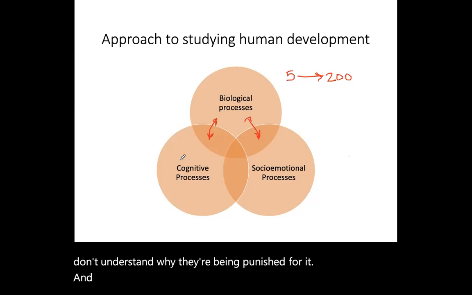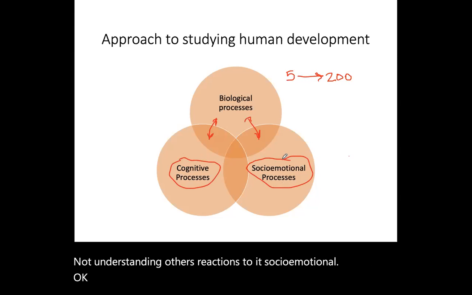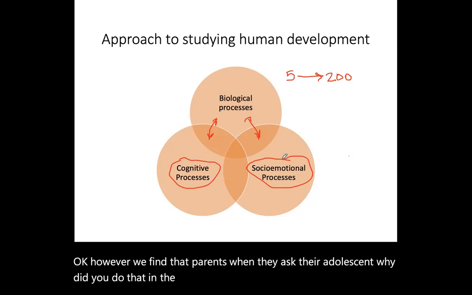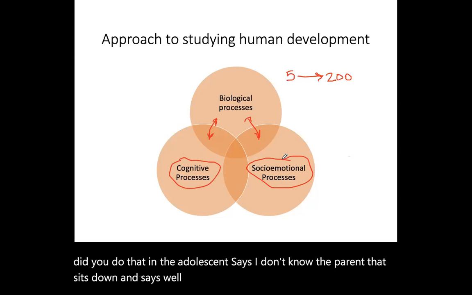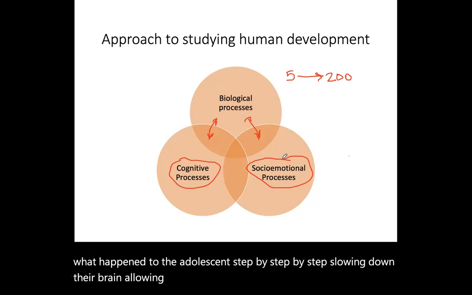So not understanding cognitive, not understanding others' reactions to it, socio-emotional. Okay. However, we find that parents, when they ask their adolescent, why did you do that? And the adolescent says, well, I don't know. The parent that sits down and says, well, let's break it down. And they walk through what happened to the adolescent step by step by step, slowing down their brain, allowing their cognitive processes to catch up.